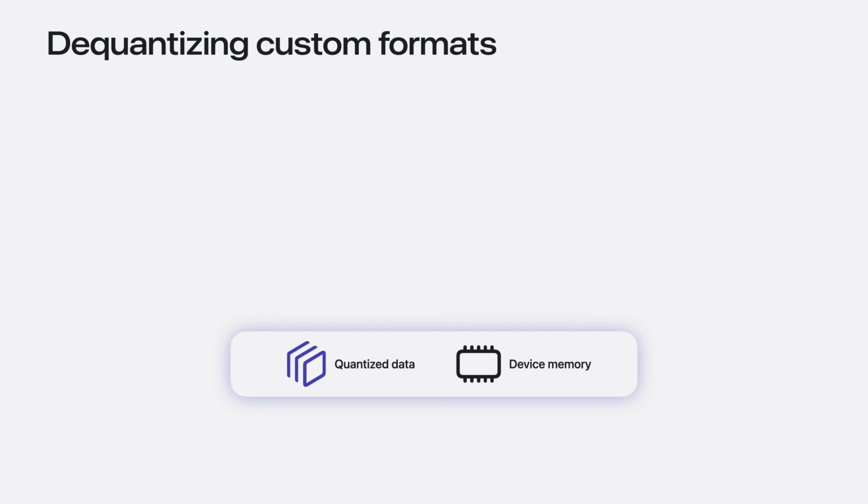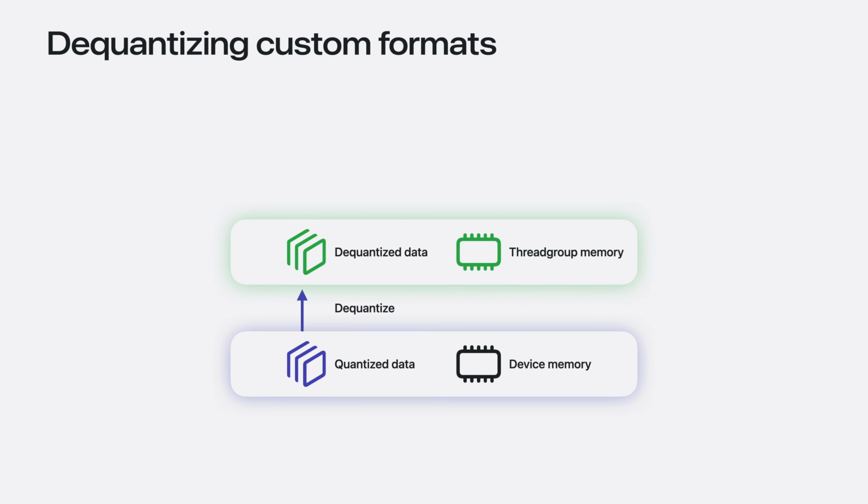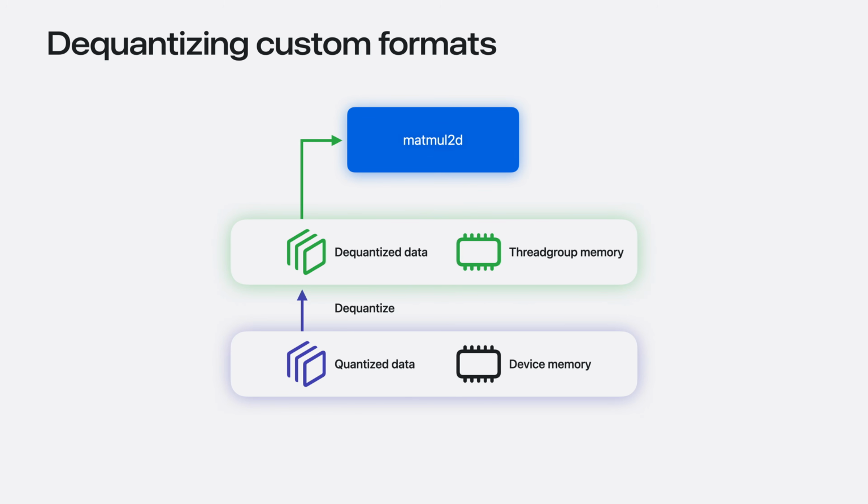In most cases, you should feed your quantized data straight into Tensor Ops so that it can automatically utilize any available hardware acceleration. However, if you need to dequantize a custom format, Tensor Ops still have you covered. The simplest approach is to have each thread load a chunk of quantized data from device memory and dequantize it to F16 values in the thread group memory. You can then pass it as an inline thread group tensor to Tensor Ops.